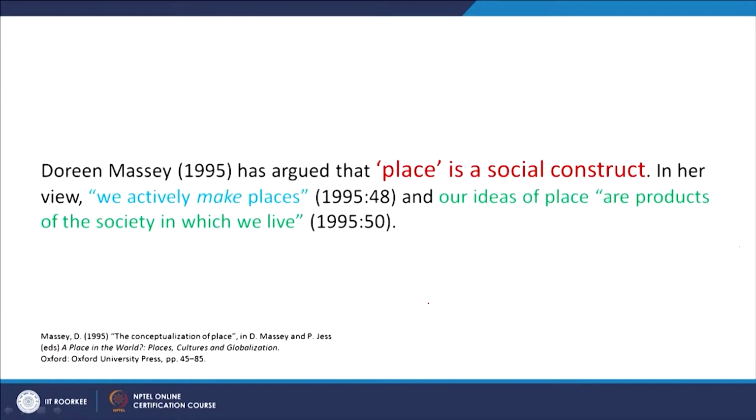Many geographers say that place is a social construct. Doreen Massey talks about it as a social construct: we actively make places, and our ideas of place are products of the society in which we live.